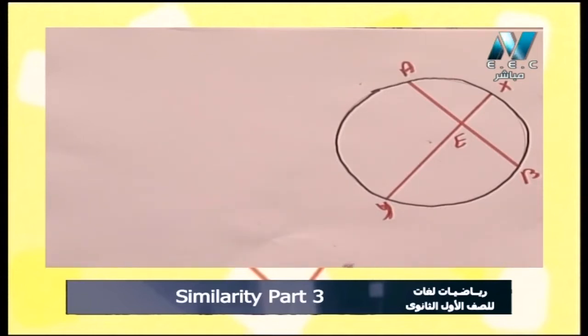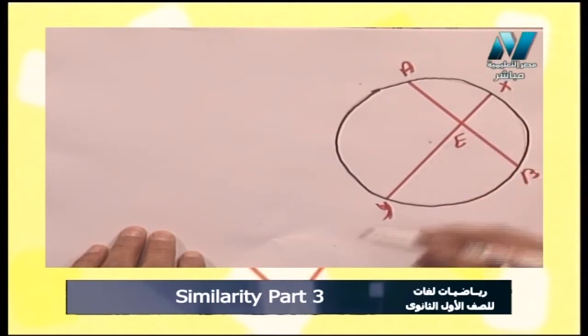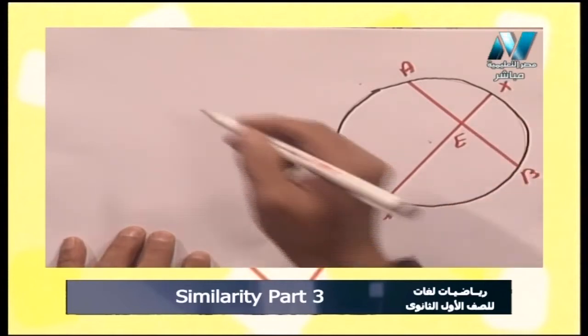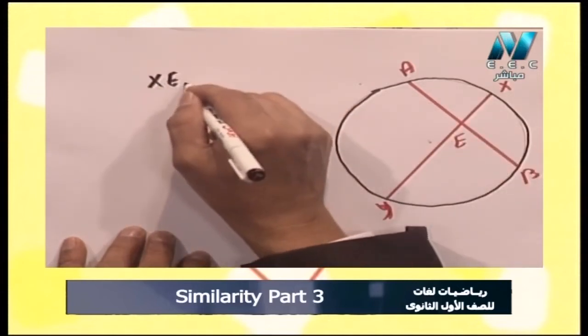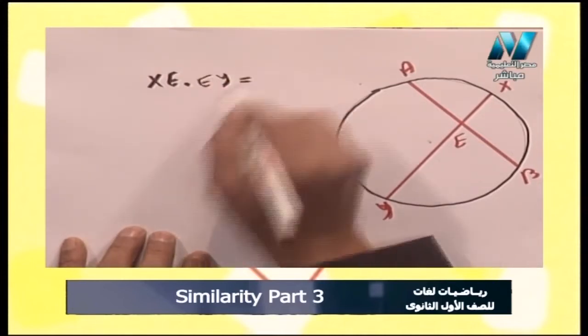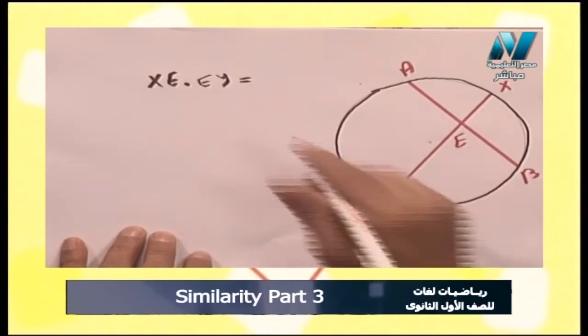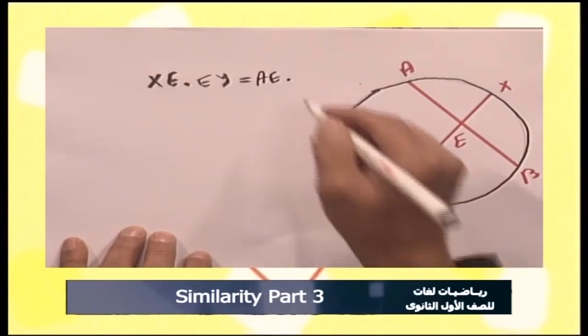We have a very important relation between the parts of these chords. If we have the lengths of AE and EB, and also we have the lengths of XE and EY, we will find out that XE multiplied by EY will be equal to AE multiplied by EB.